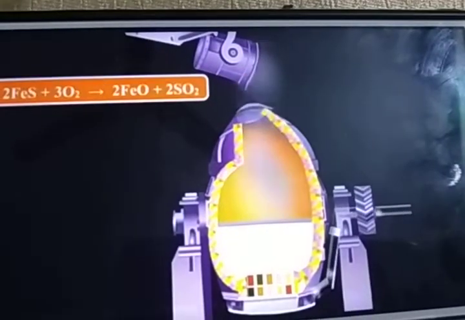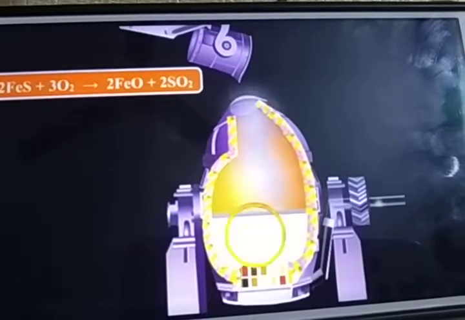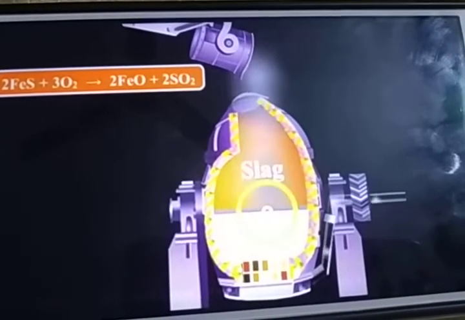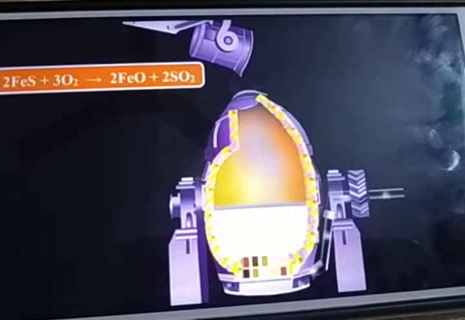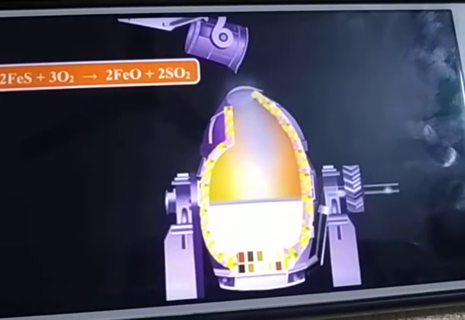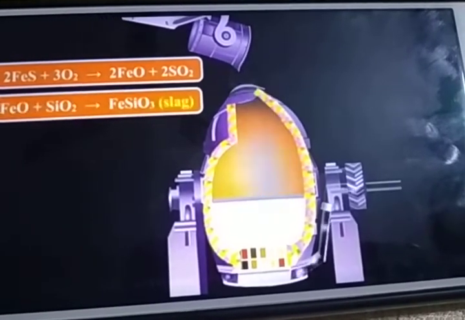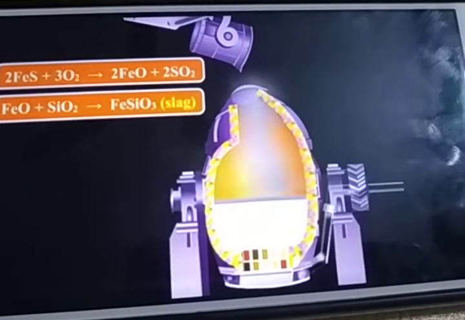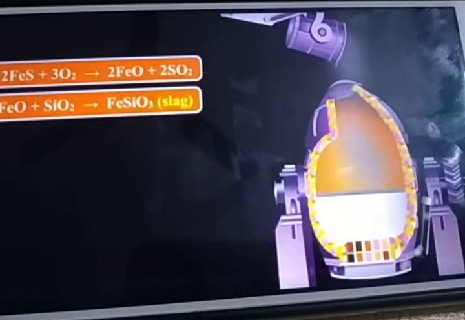Ferrous sulfide present in matte is oxidized to ferrous oxide, which combines with silica to form slag. Iron sulfide plus oxygen gives iron(II) oxide plus sulfur dioxide. Iron oxide plus silicon dioxide gives ferrosilicate, that is a fusible slag.